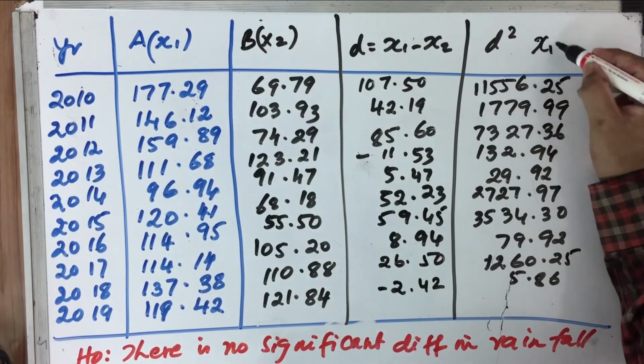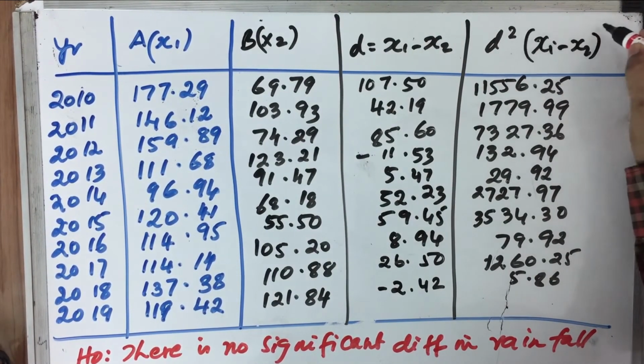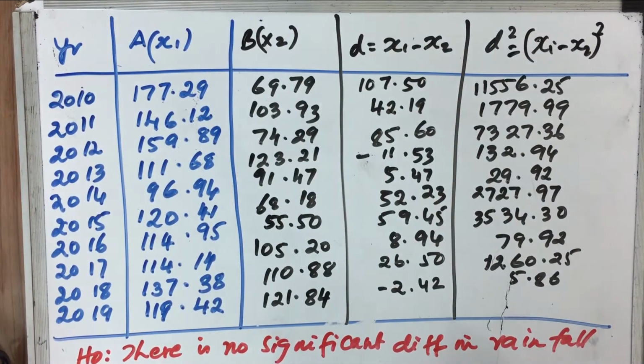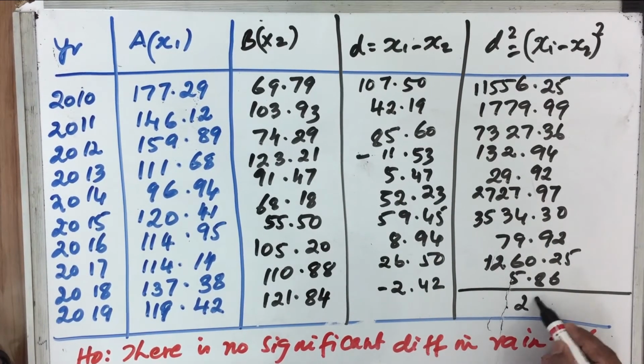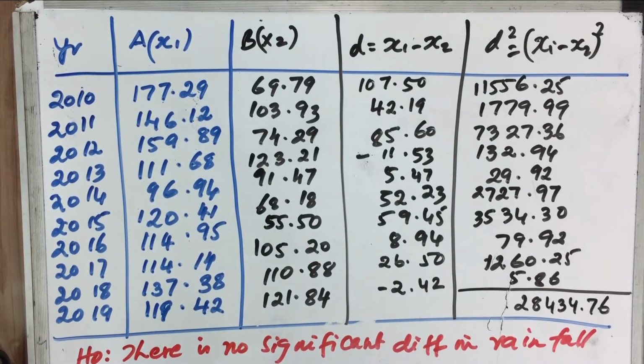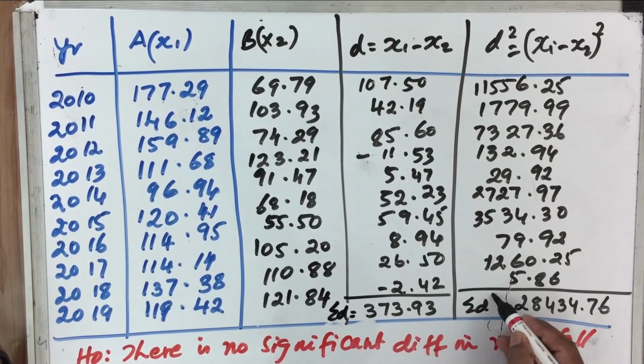Now remember, it is x1 minus x2 square is d square. Okay, we got that. So this total comes to 28,434.76. This value is important for us, and this summation of all the d, this value is also important for us. This is 373.93. So these are the two values that are important for us at the moment. So remember, this is summation of all the d, and this is summation of all the d square.